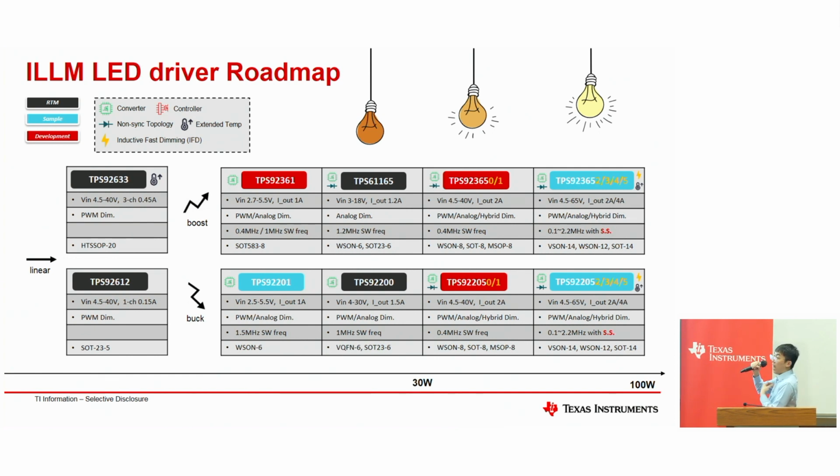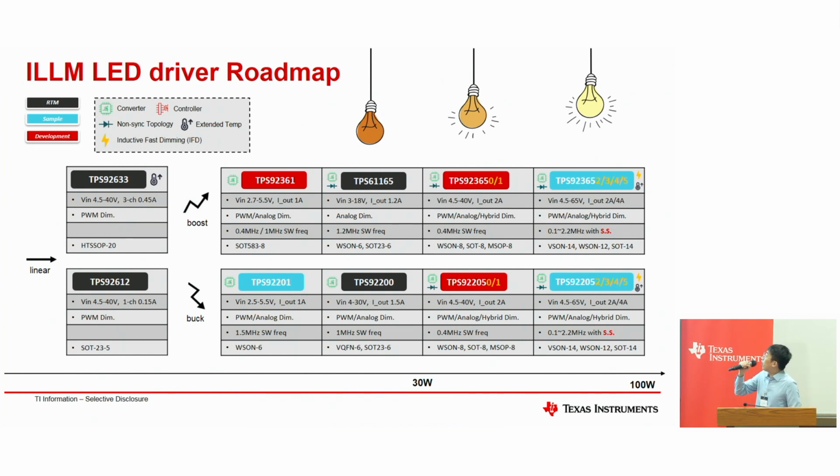Also on the top, it has the brother device, the TPS92365. It's a buck-boost topology, also supporting 4.5 to 65 volts of input, and it can support 2 amperes or 4 amperes DC current. We have some very successful stories of these devices in previous applications like the IP camera and the DLP projectors. We could share those with you later.